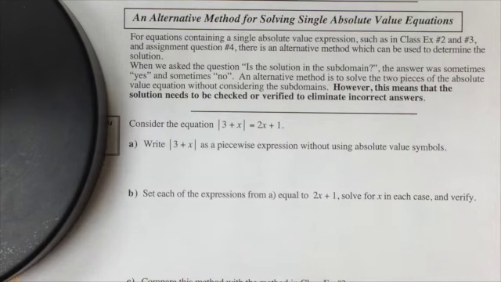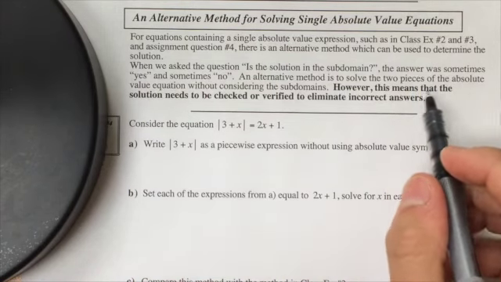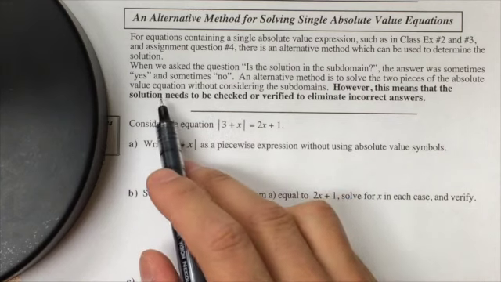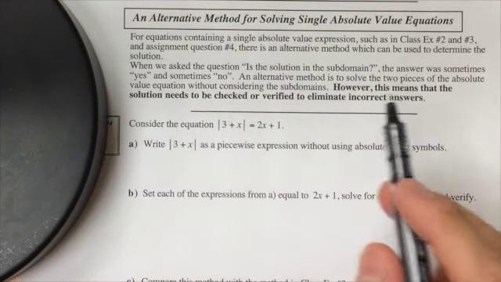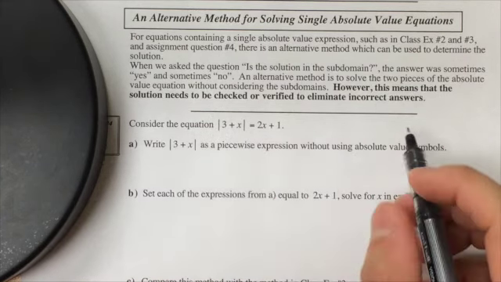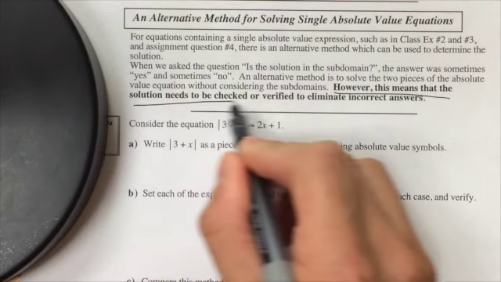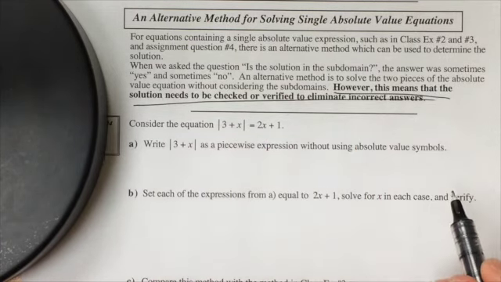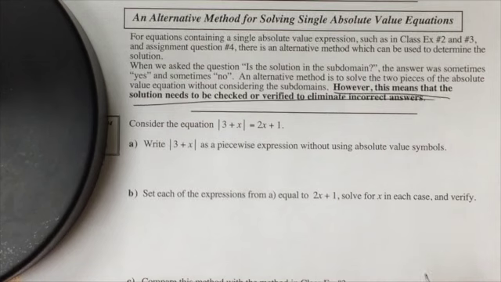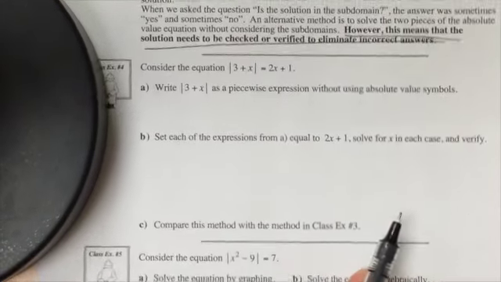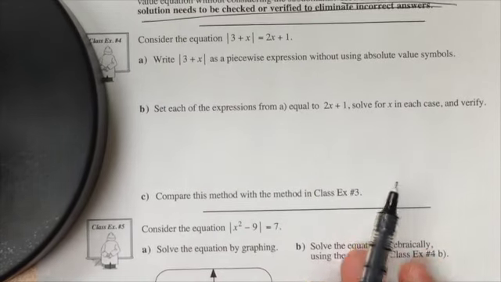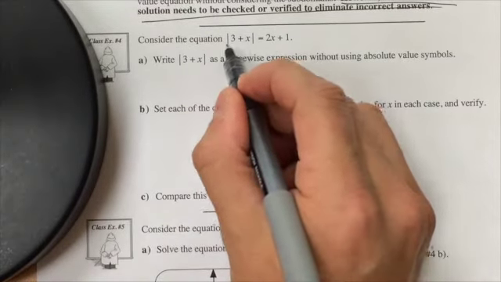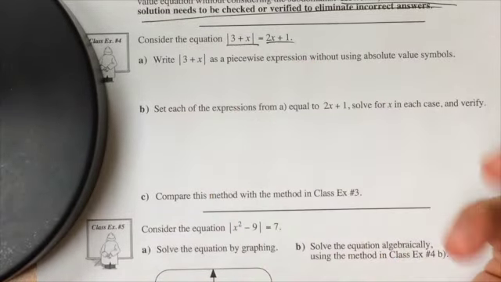So if there is only one solution, then the alternative method is to solve the two pieces of the absolute value equation without considering the subdomains. However, this means that the solution needs to be checked or verified to eliminate incorrect answers. Okay, so what you need to do then is consider the equation 3 plus x and 2x plus 1. That's the one we already looked at.